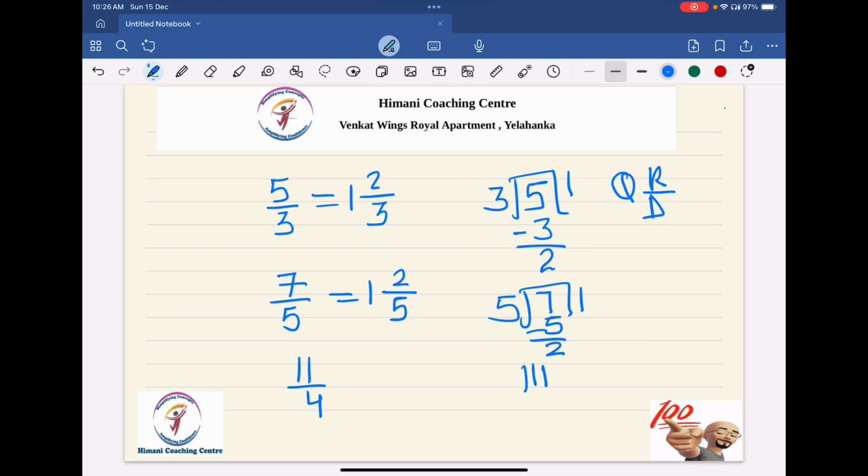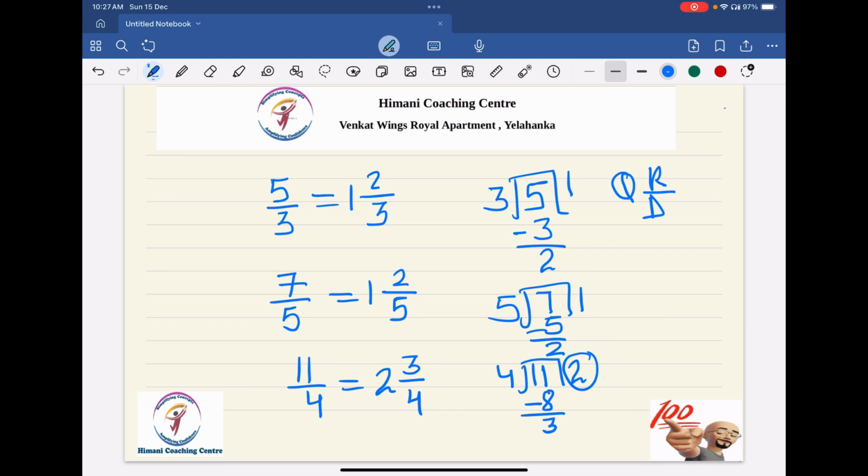Now let us look at 11 by 4. In the table of 4, 4 ones are 4, 4 twos are 8, 4 threes are 12. Now 12 is bigger, so go one back, so 4 twos are 8. So 11 minus 8 is 3. What is the quotient here? 2. So let us write that down. What is the remainder? 3. And what was the divisor? 4. So 11 by 4 can be written as 2, 3 upon 4.